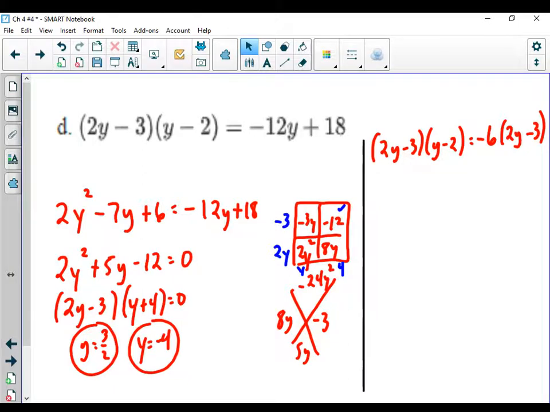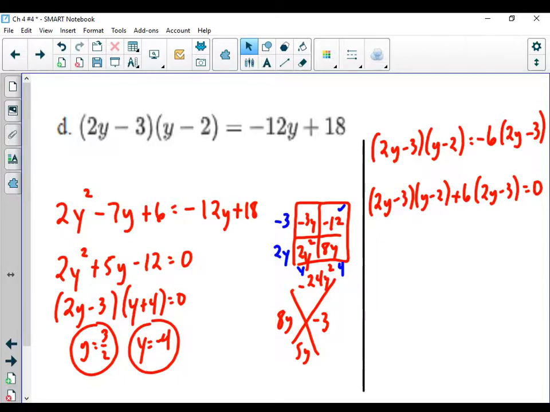All right, well, you might say, okay, wait a second. I got 2y minus 3 on the left side and on the right side. So I'm actually going to move those all together. So I've got 2y minus 3 times y minus 2. And now this negative 6, I'm going to bring it over and make it plus 6. And then the 2y minus 3. So now that equals 0.